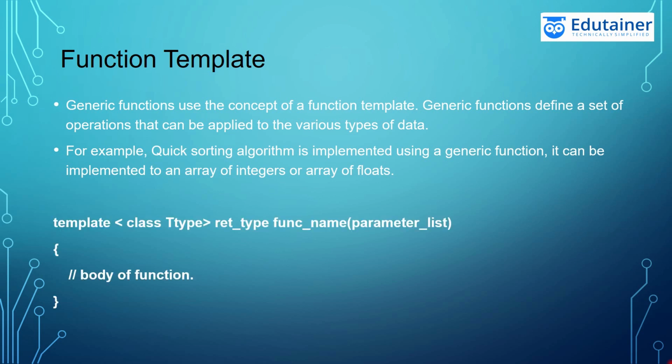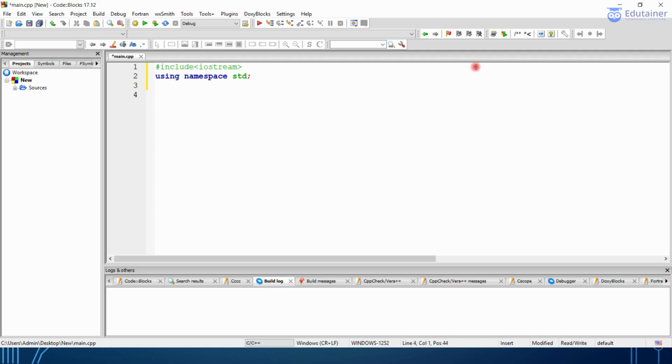Over here you can see the syntax of a function template. The template is a keyword, followed by the class. Over here we will be putting the class type, then the return type and function name, and then the parameters. Inside the curly braces we will be putting the body of the function. So let's quickly move to Code::Blocks so that I can show you how a function template works. Let's start with the coding.